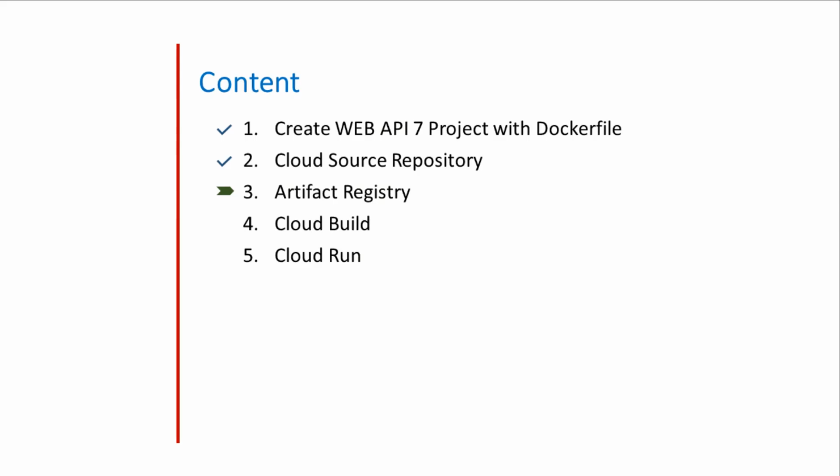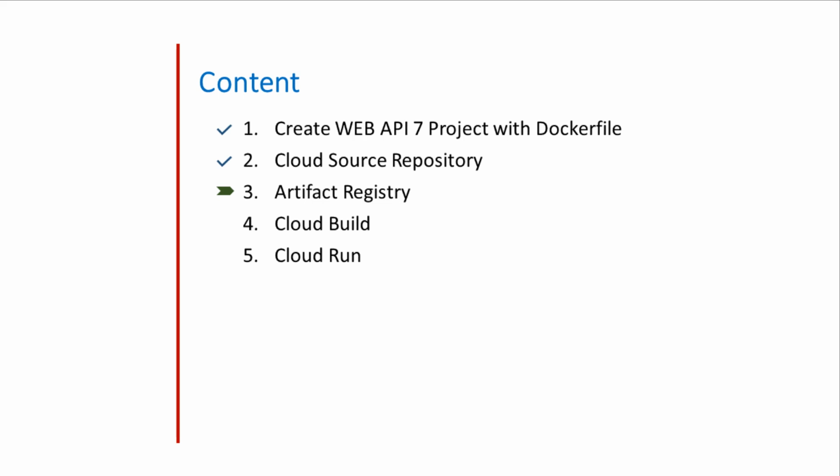Artifact Registry is a managed service provided by GCP that allows users to store, manage, and deploy various types of artifacts such as Docker containers, Maven packages, and NPM modules. It serves as a centralized repository for storing software packages and dependencies, providing version control and efficient distribution.